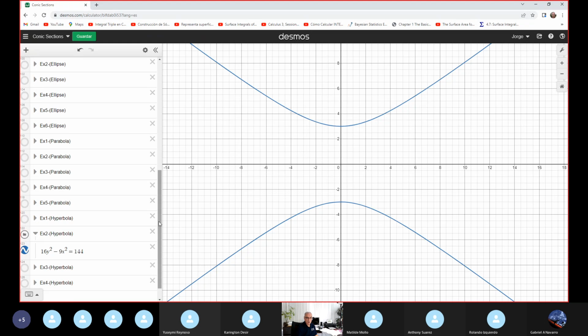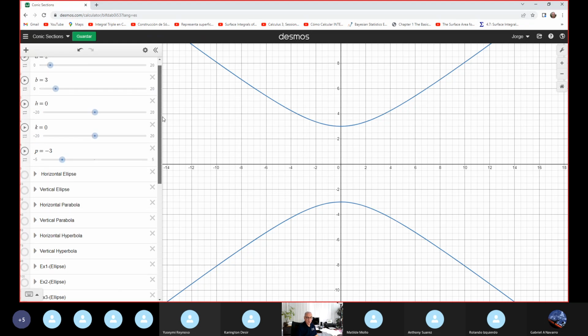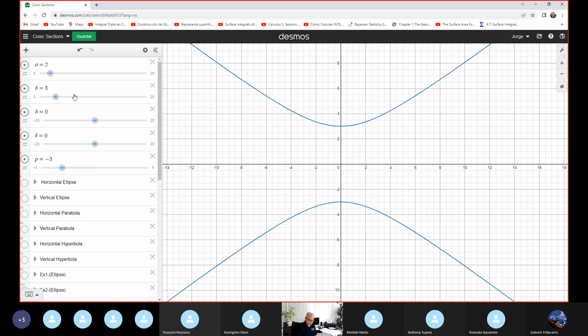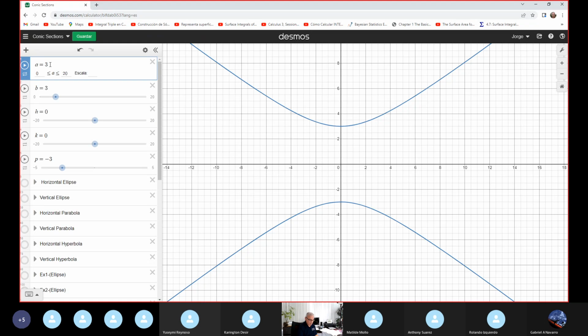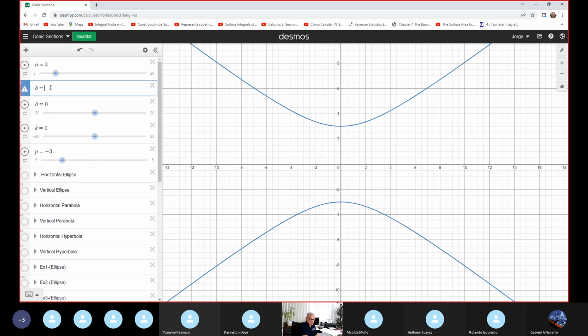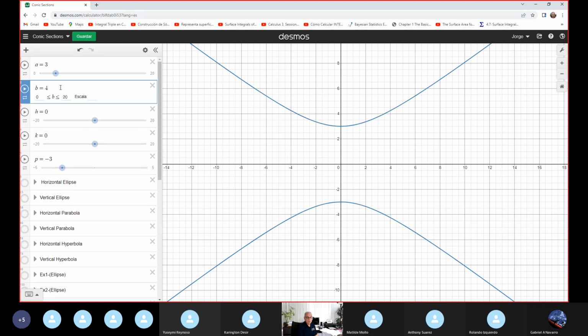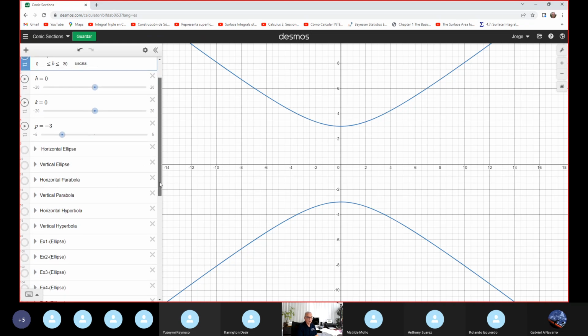Wow, hyperbola. Vertical hyperbola. So now to find the points, the script helps me. How does it help me? You go back here to the slider and you put A is 3, and B is 4. And H and K is 0. I don't care about P. P is not important. P is important only in the parabola.